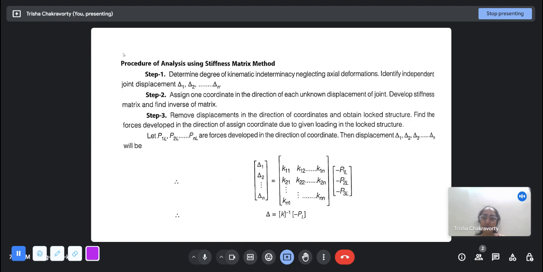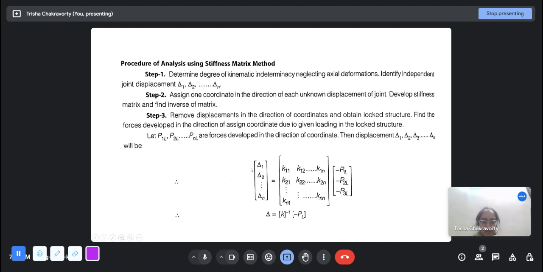We develop the stiffness matrix and find the inverse of the matrix. And then we remove displacements in the direction of coordinates and obtain the locked structure. Find the forces developed in the direction of assigned coordinates due to the given loading on the locked structure. Now, if P1L, P2L, PNL are forces developed in the direction of the coordinates, then the displacements delta 1, delta 2, delta 3, delta n will be K inverse of PL basically.